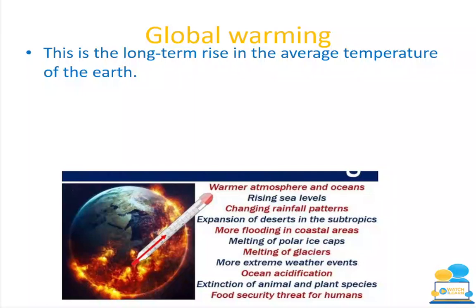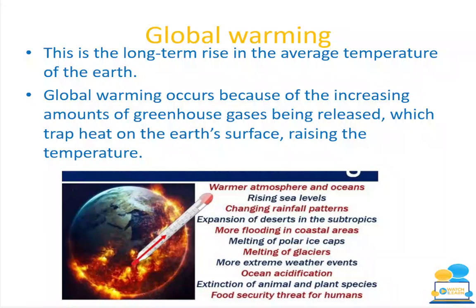So global warming, so this is the long-term rise in the average temperature of the earth. This is not a short-term thing, this is long-term. So this is something that is going to happen over, it could be the space of decades or hundreds of years. So while with your seasons, the temperature is changing, it's short term and it's natural, whereas global warming is long term and it is not natural.